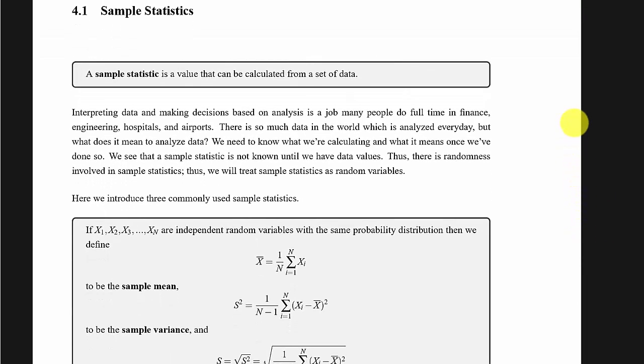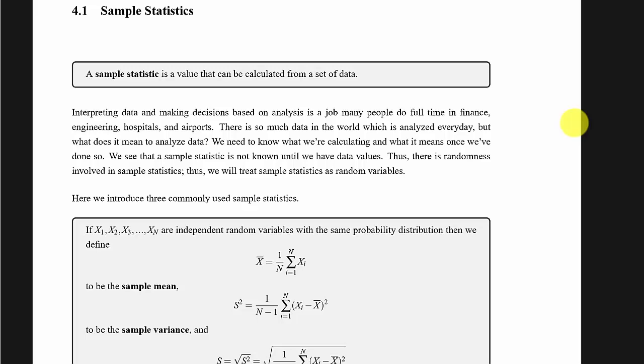It says a sample statistic is a value that can be calculated from a set of data. Interpreting data and making decisions based on analysis is a job many people do full-time in different professions. There's so much data in the world which is analyzed every day, but what does it mean to analyze data? We need to know what we're calculating and what it means once we've done so. We see that a sample statistic is not known until we have data values. Thus, there is randomness involved in sample statistics. Thus, we will treat sample statistics as random variables.